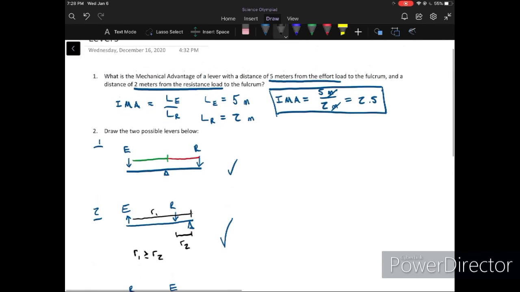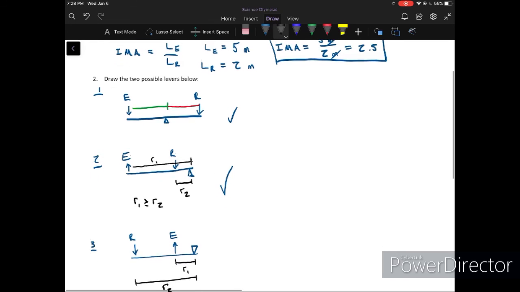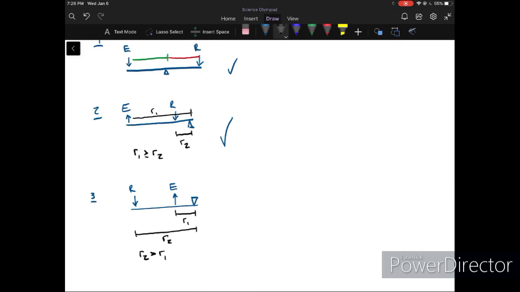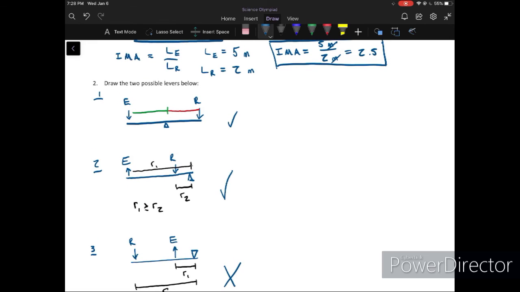Now again, looking and seeing that our R2, or our resistance load, is 2, and our R1, or our effort load, is 5, we can see that 2 is not greater than 5. And judging from this, we come to the conclusion that this is indeed not possible to be a type 3 lever. Therefore, the two possible levers would be our type 1 and our type 2 lever.